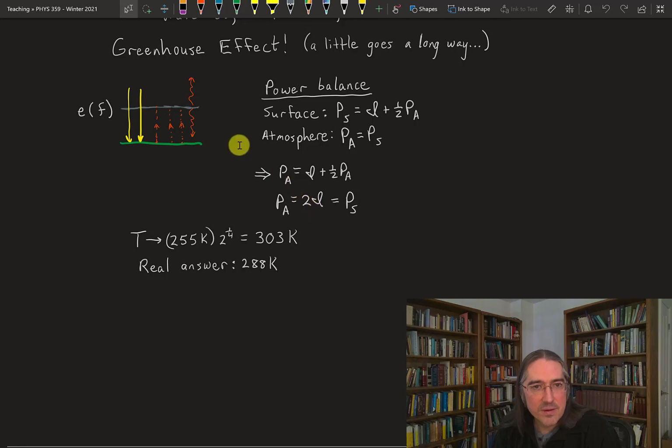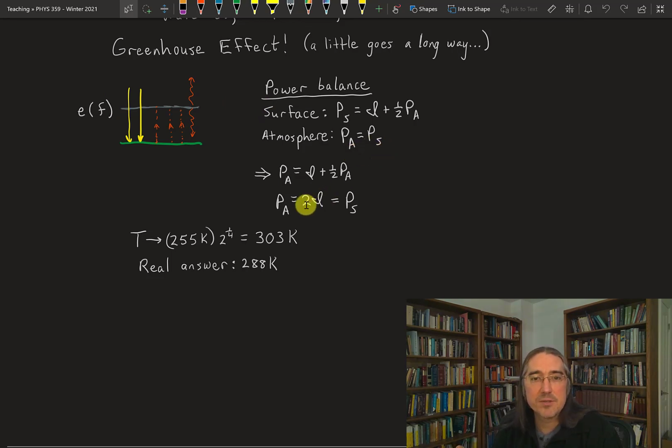However, the only thing that escapes back into space is the upward emission from this perfect sheet of atmosphere. So in other words, PA over 2 is what's re-radiated into space. So the overall power balance for the system also makes sense. You've got I being input by the sun. You've got I being emitted into space by the atmosphere, and then there's sort of a radiation exchange between the Earth and the sheet of atmosphere. Okay. So that works out, gives you the right power balance.